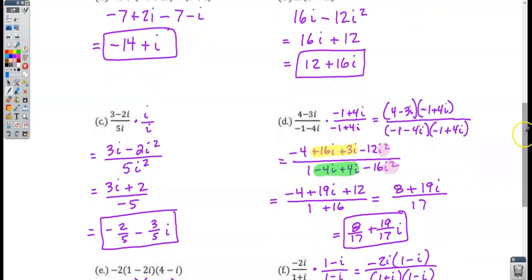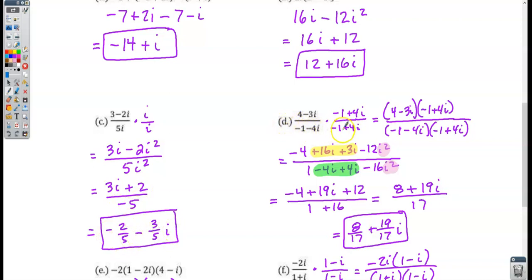In part C, we have a single term in the denominator containing an i, so we multiply by i over i. We distribute the i through the expression in the numerator and multiply it times the expression in the denominator. I replace my i squareds with negative ones, and then I divide both terms through by the negative 5 here and write it in a plus bi form.